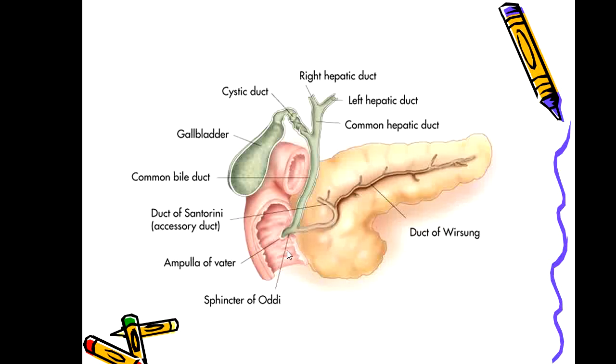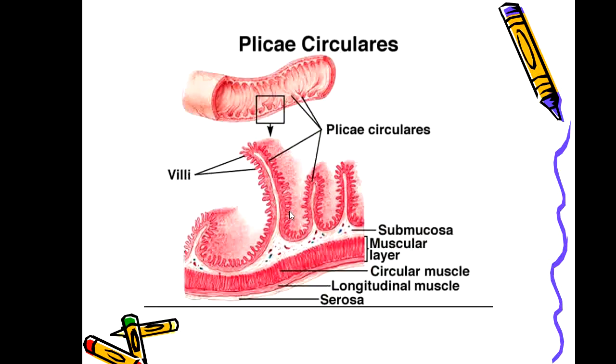So I have already told you in the beginning that the duodenum is basically responsible for the secretory function of the small intestine. It is also responsible for absorption, but a lot of secretion takes place here.